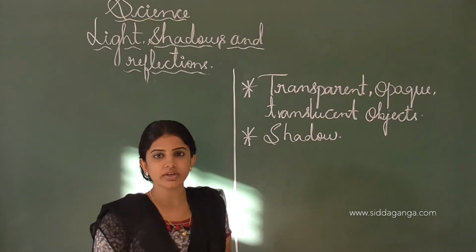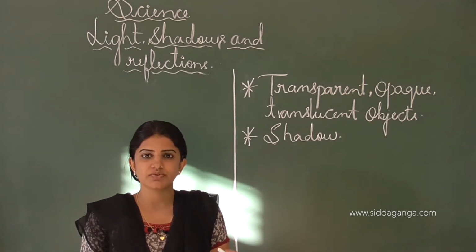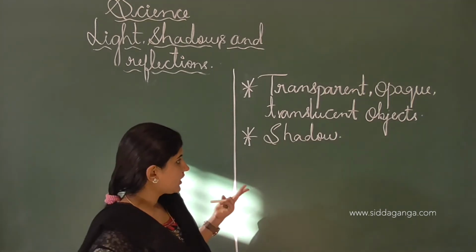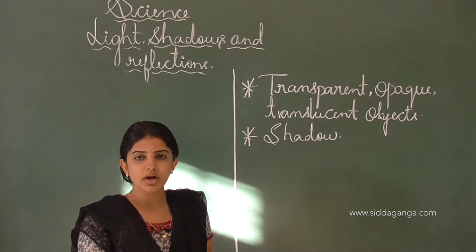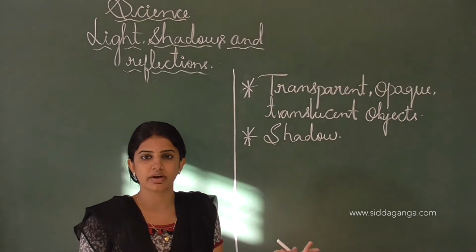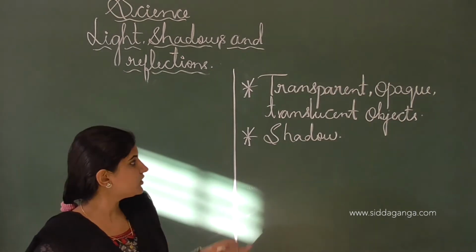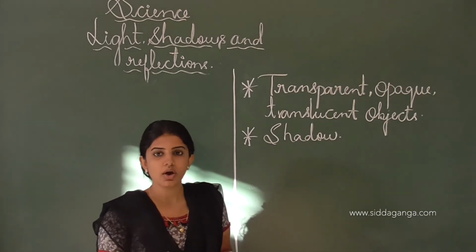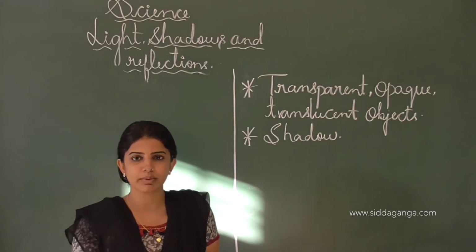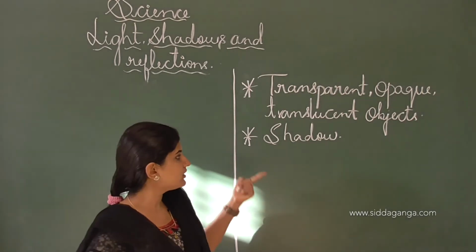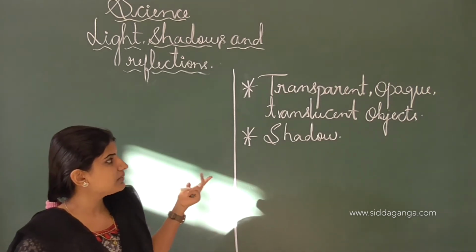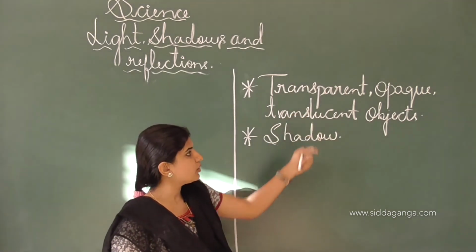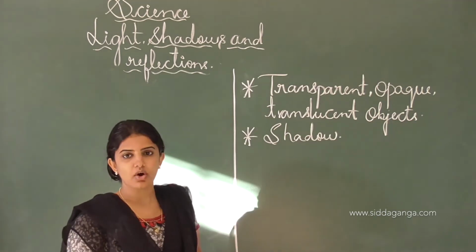And the translucent objects are those objects which allow some light to fall on them. Examples for the translucent objects are oiled paper and butter paper. See, these objects can be categorized into transparent, opaque and translucent objects.